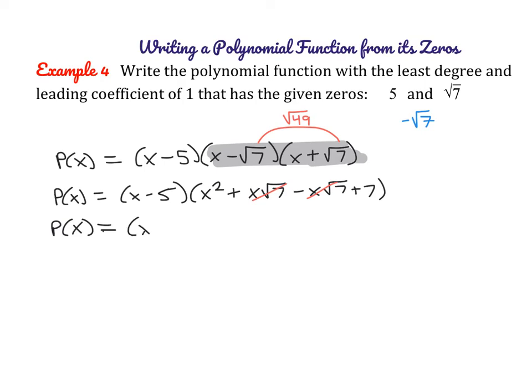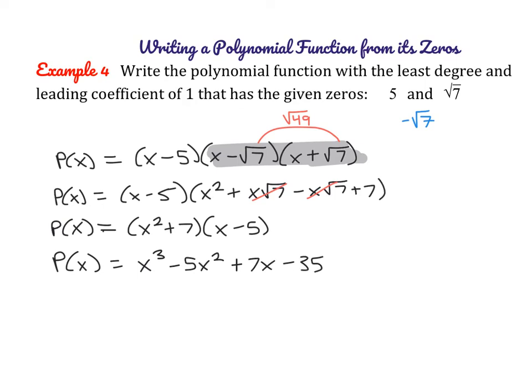So what we actually have left is just x squared plus 7. I'm actually going to write that first, so we can switch the order of the factors anytime we like, times x minus 5. So now we just need to multiply those last two together. So here x squared times x is x cubed. X squared times negative 5 is negative 5x squared. And then we have plus 7 times x. And then we have 7 times negative 5. And this is our polynomial.